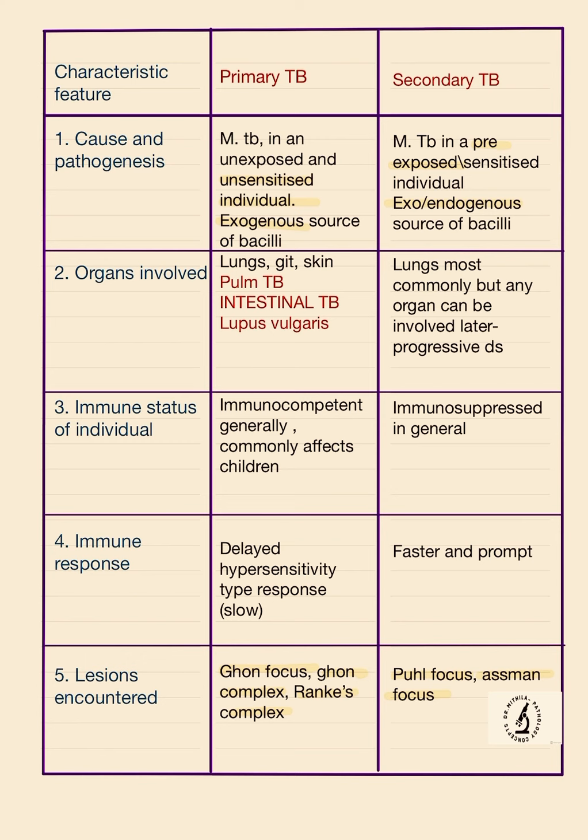reinfection of TB bacilli, or it can be endogenous if the secondary TB arises in a latent or dormant lesion of primary TB. I have told you that primary TB sometimes exists in the body as a dormant or latent lesion, and that can reactivate in case of decreased immunity of that person, and it will result in secondary TB. So this is the important difference in the cause and pathogenesis of primary and secondary TB.